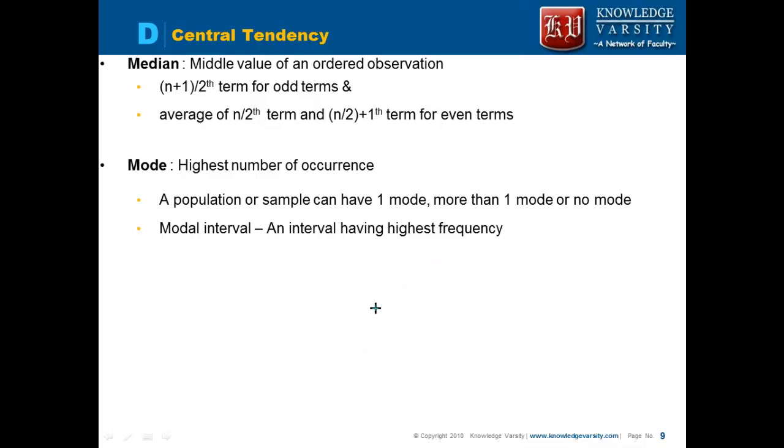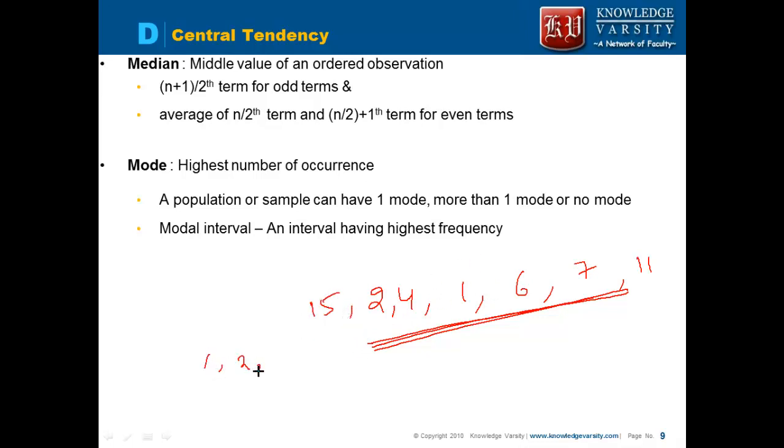As an example, suppose you have 2, 4, 1, 6, 7, 11. To get the median, first you have to sort this in increasing or decreasing order. Let's say we have another number, 15. We'll sort it. It will come as 1, 2, 4, 6, 7, 11, 15. This is the sorted value. Your number of terms are how many? 1, 2, 3, 4, 5, 6, 7. So 7 terms. It means that this is odd.